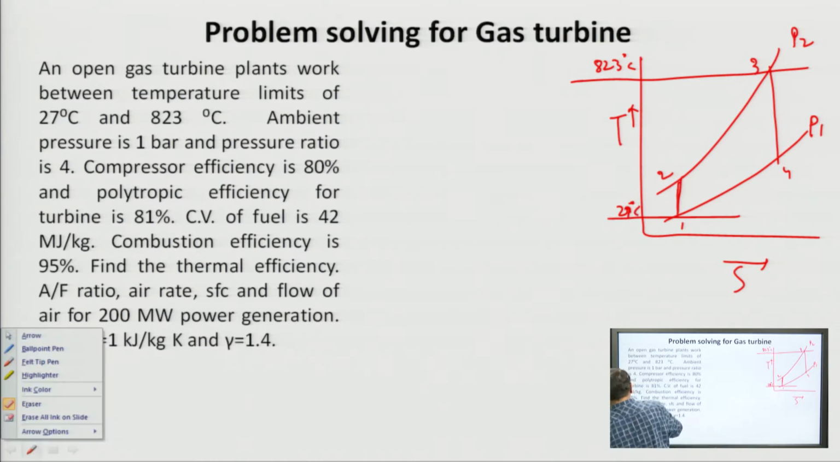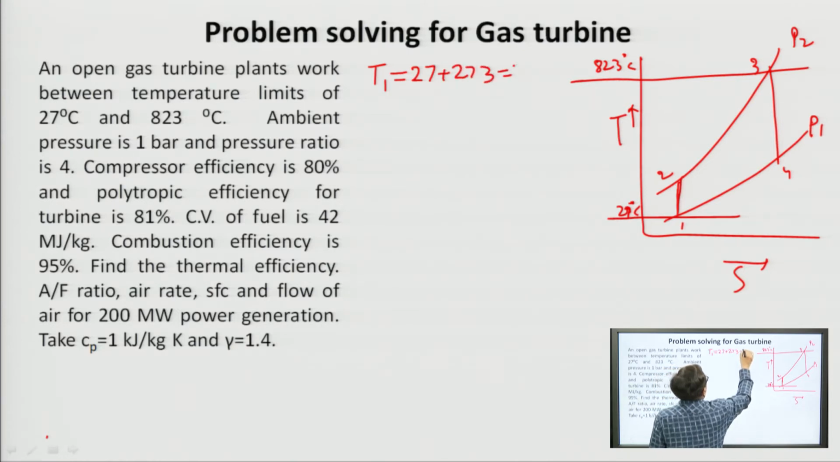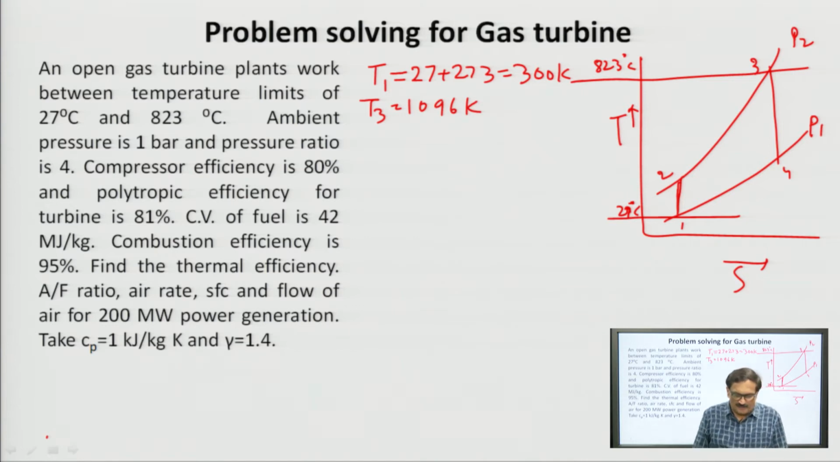Here we can say T1 is going to be 27 degree centigrade. In terms of Kelvin, it is going to be 300 Kelvin. Similarly, the maximum temperature T3 is given to you as 823 degree centigrade. When we convert it into Kelvin, that is going to be 1096 Kelvin. This is the maximum temperature.